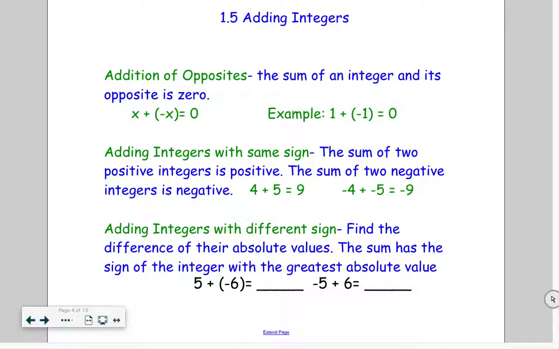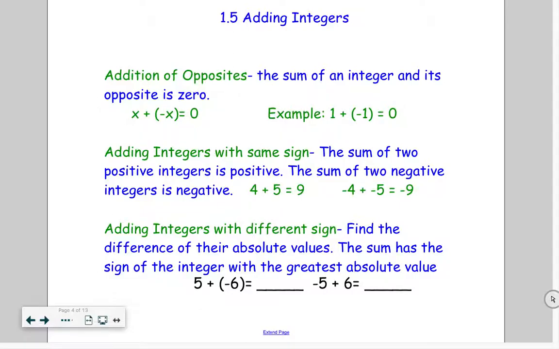Adding integers with different signs. So this is the one that kids struggle with the most. Our directions say, find the difference of their absolute values. The sum has the sign of the integer with the greatest absolute value. How many of you are going, Mrs. Fleming, I have no clue what you just said? It's confusing, isn't it? So this is what I want you to do.